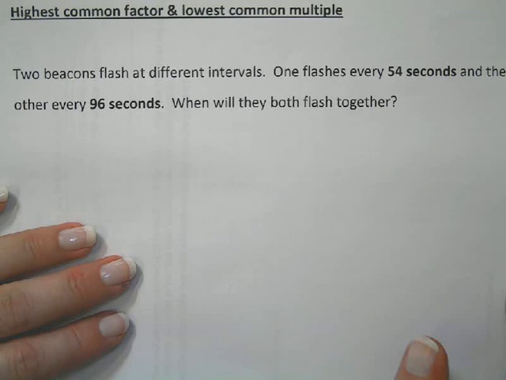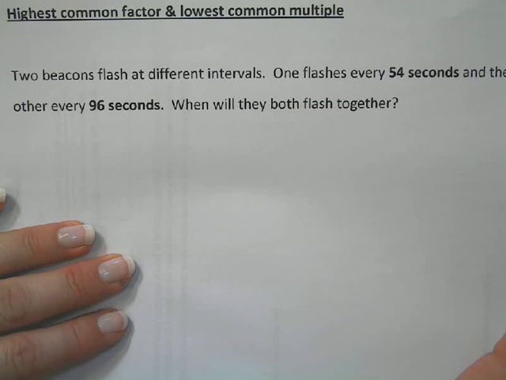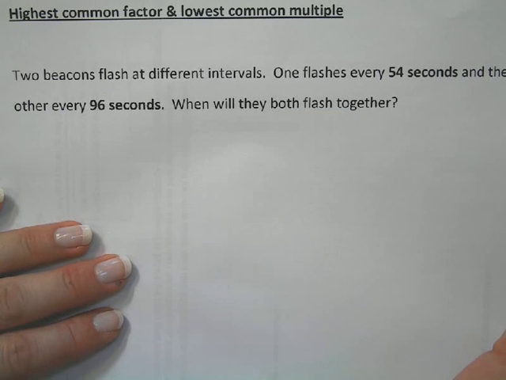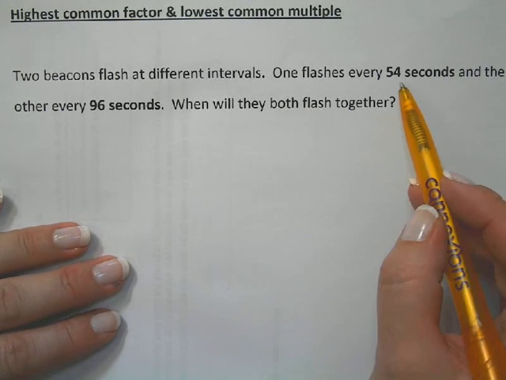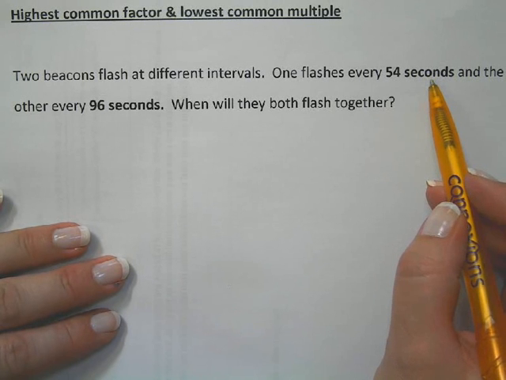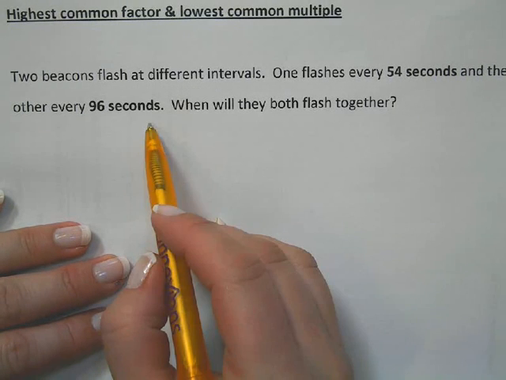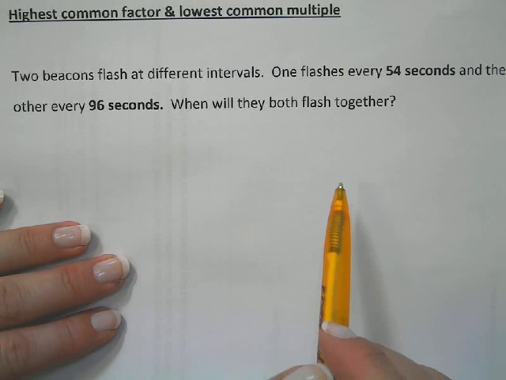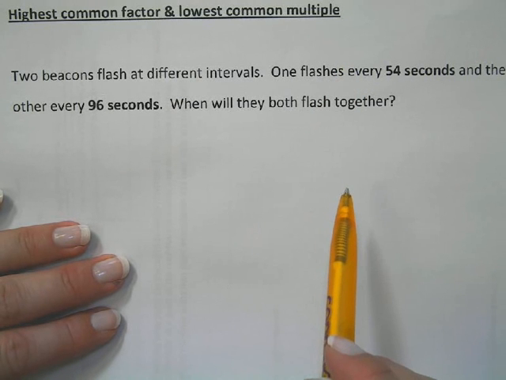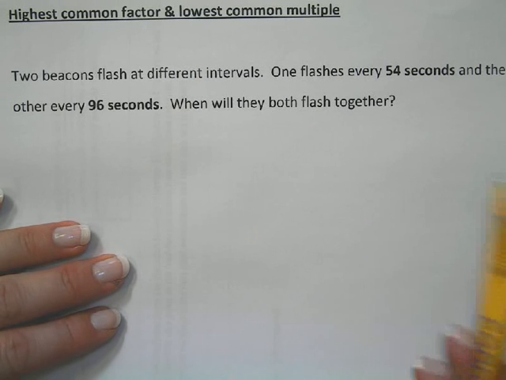We are asked in this question to find out when two beacons will flash together. The first beacon flashes every 54 seconds and the other beacon every 96 seconds. So we know that this has something to do with highest common factor and lowest common multiple, but we need to know which one to use and why. So let's have a look.